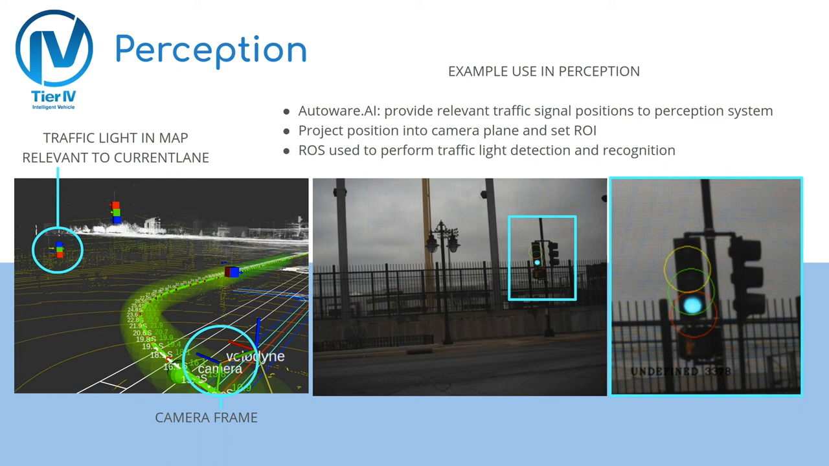The position of the relevant traffic light can then be projected into the camera view plane and a region of interest defined to help the detection and recognition of the traffic signal. On the right, the projected position of each traffic light has been overlain on the image.